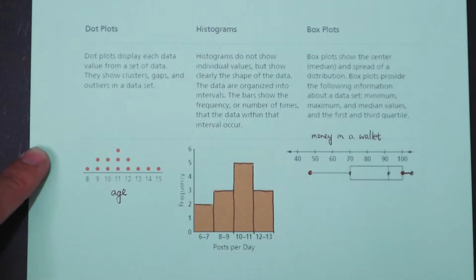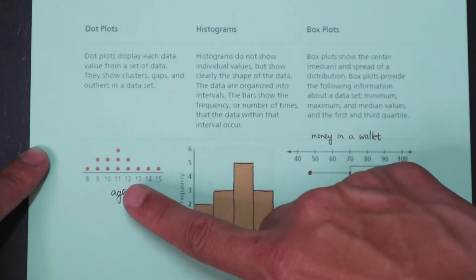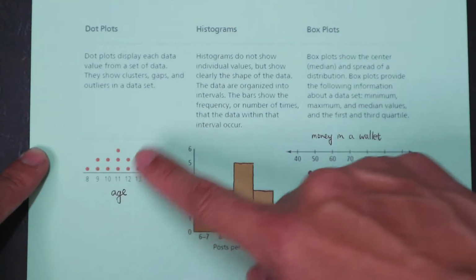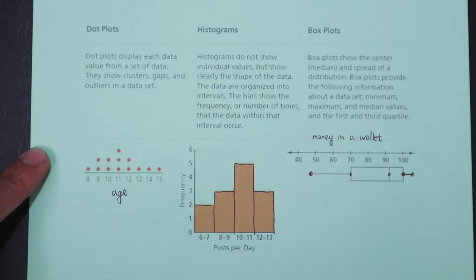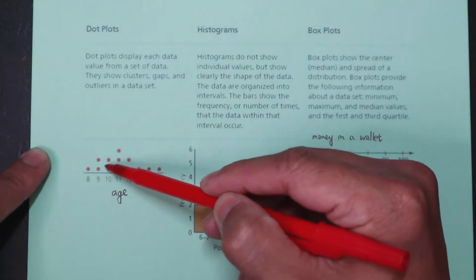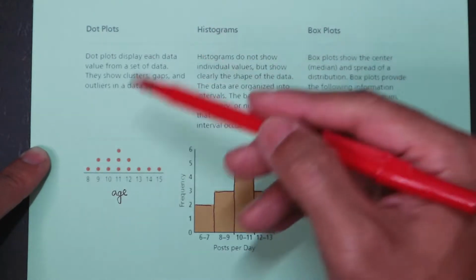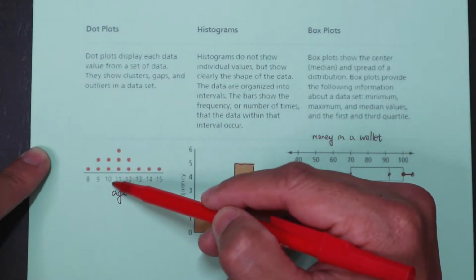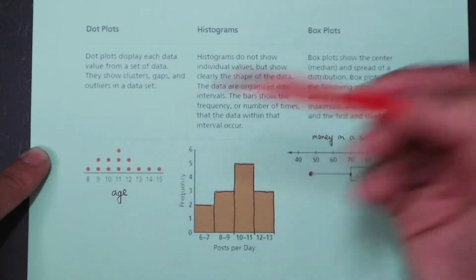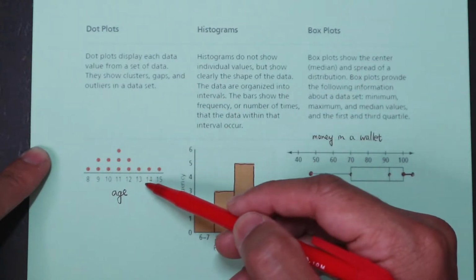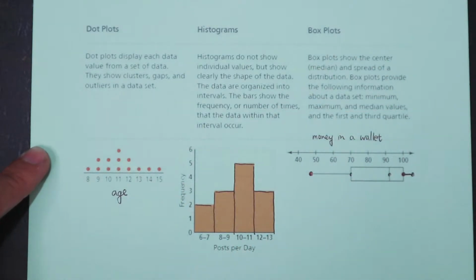Using a dot plot, we could see that, first of all, I know the age of every individual child, and I know how many children I sampled, because if you add the dots, 1, 2, 3, 4, 5, 6, 7, 8, 9, 10, 11, 12, 13, I see that I asked 13 children for their age. And I could see which is the most common age, and it's going to be 11 years old. The ages that are not common will be 13 years old, 14 years old, and 15 years old.